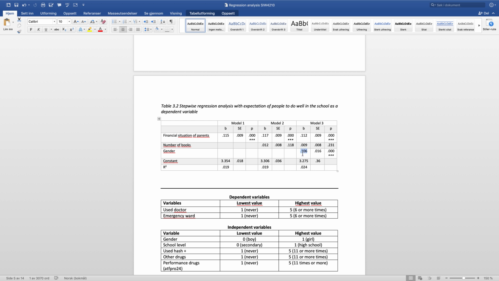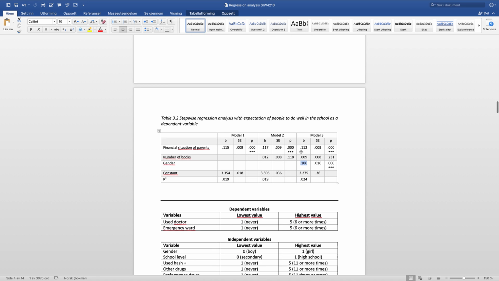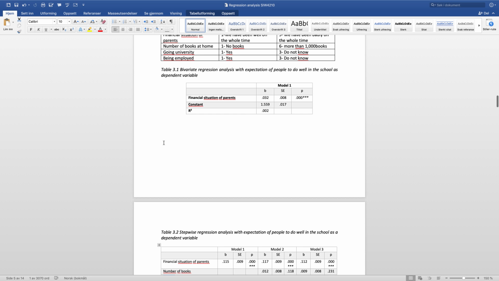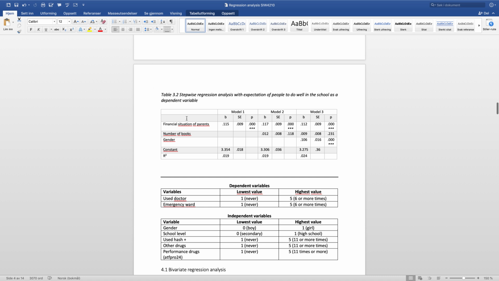So boys would be the reference category, and maybe it's girls saying that people do not expect that much of them, controlled for the financial situation. Well, this illustrates the fact that I have to know the values on gender, and also these two variables are not included in the model. I assume they should be. So, yeah, redo this one.